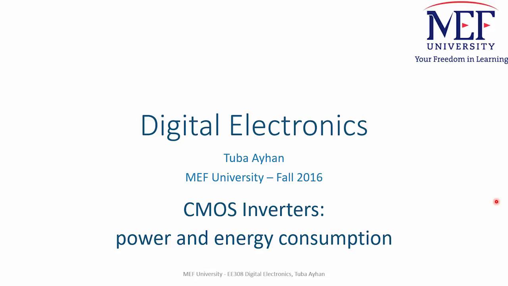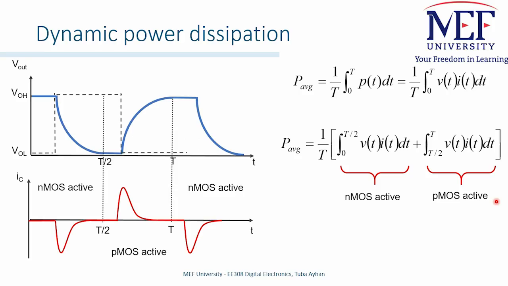This video summarizes power and energy consumption of a CMOS inverter. Let's calculate the average power dissipated in one period. Assume the input of the inverter is an ideal square wave with a period of T, as shown with dashed lines. Static power can be neglected in CMOS inverters, so the average power is equal to the average dynamic power.